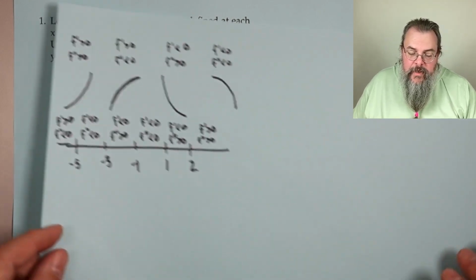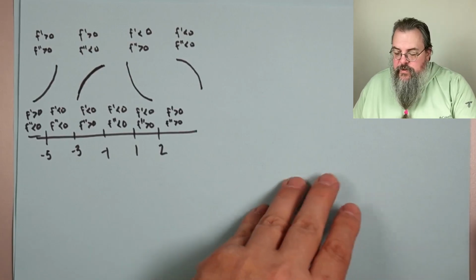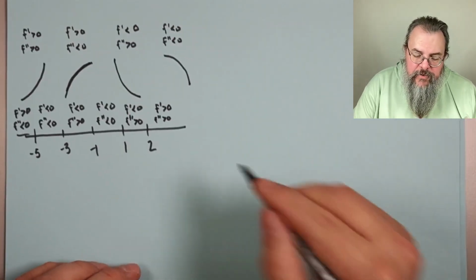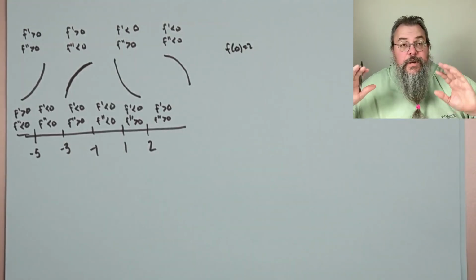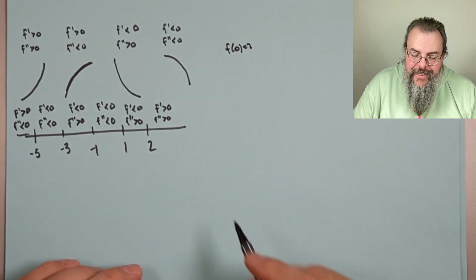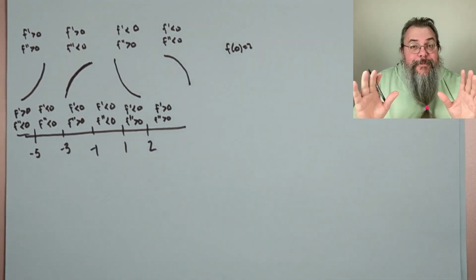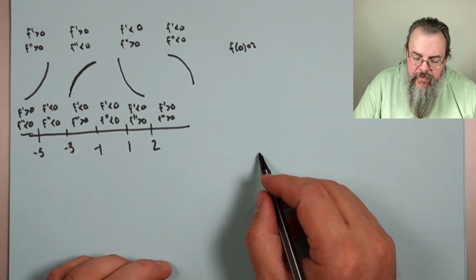Now, one other thing is we were told f of 0 equals 2, so I'm just going to make a note here, f of 0 equals 2. And this is going to be a really, really rough sketch. So you could say it's a bit sketchy, but that's okay. That's what they want us to give us, a sketch.